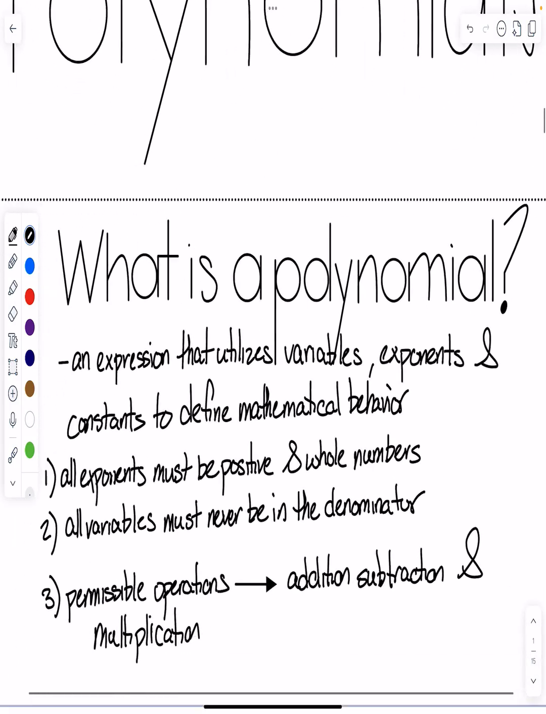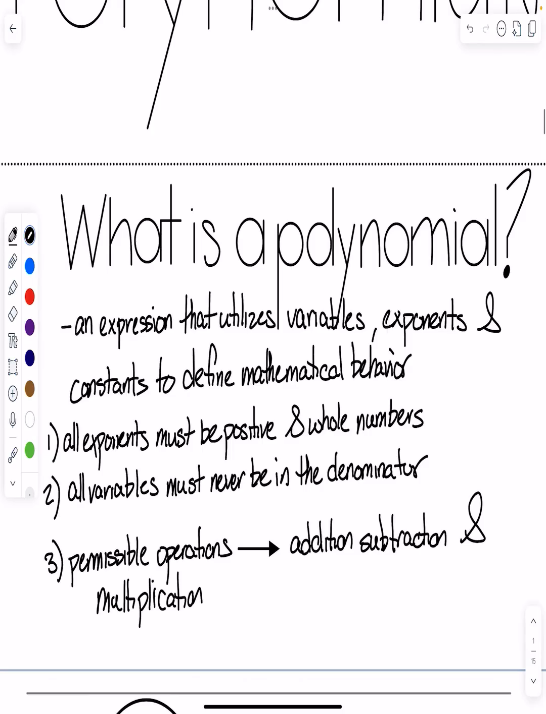So to begin, let's answer the question of what is a polynomial. A polynomial is an expression that utilizes variables, exponents, and constants to define mathematical behavior. There are three conditions that must be met in order for a given term to be classified as a polynomial. First and foremost, all exponents must be positive and whole numbers.